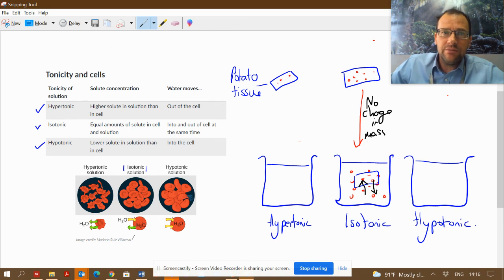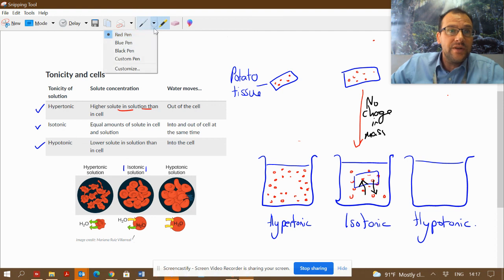Here's my potato tissue. Same concentration, same potato. Here's my hypertonic solution. Now, hypertonic means higher solute in solution. So I've got a really concentrated solution here. This would be really bad for transporting organs in or storing. Maybe if you wanted to actually preserve tissue, vegetables, something like that, you might want this kind of solution.